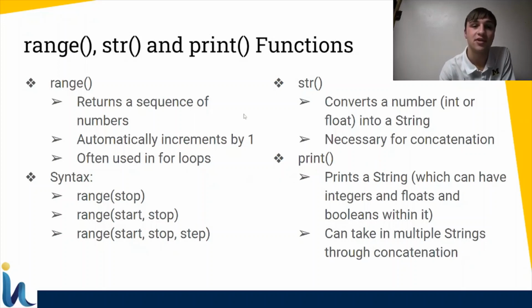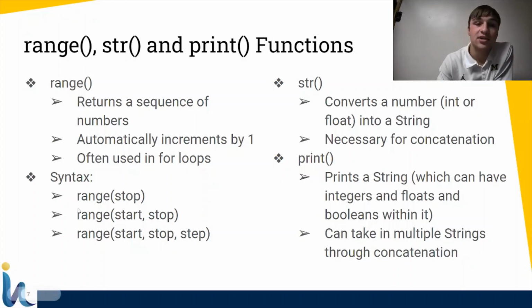Specifically, range will return a sequence of numbers. So if you were to put range 6 in there, it's going to go through the first 6 numbers, which start at 0. So it's going to be 0, 1, 2, 3, 4, and 5. Range will automatically increment by 1, and it's often used in for loops for that purpose. You can do for some increment variable in range 6, and then it'll execute 6 times.